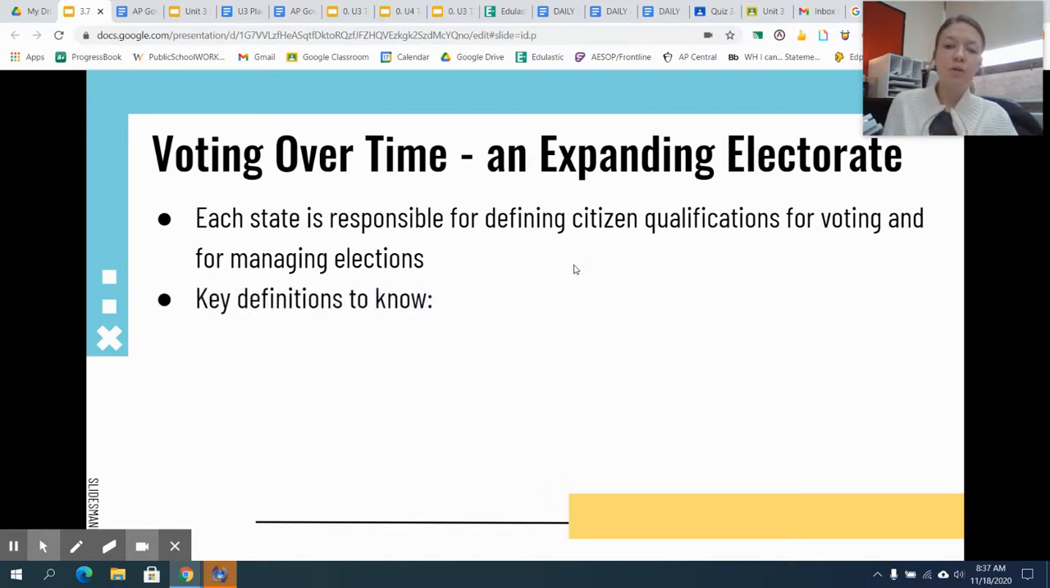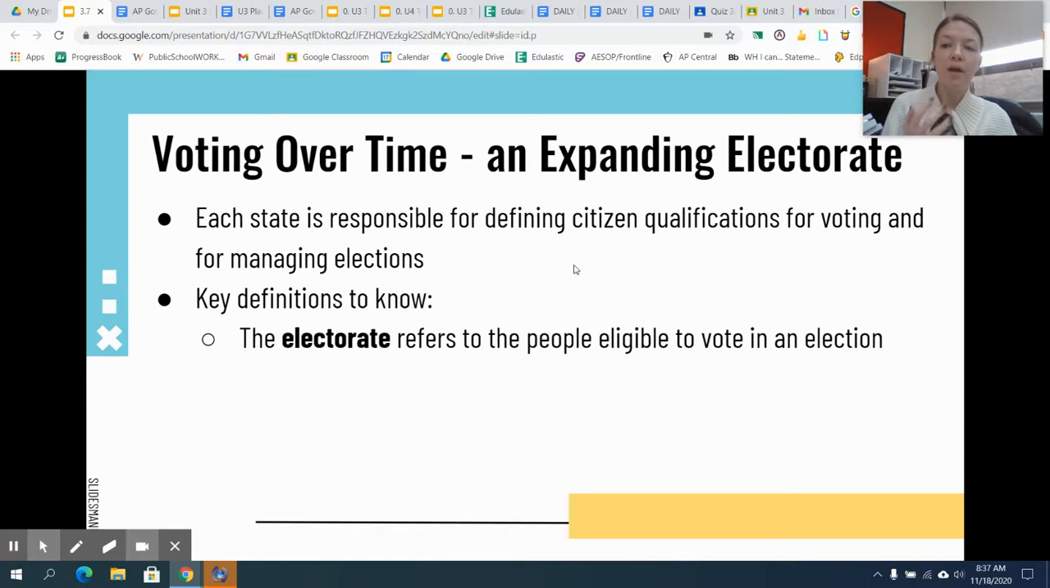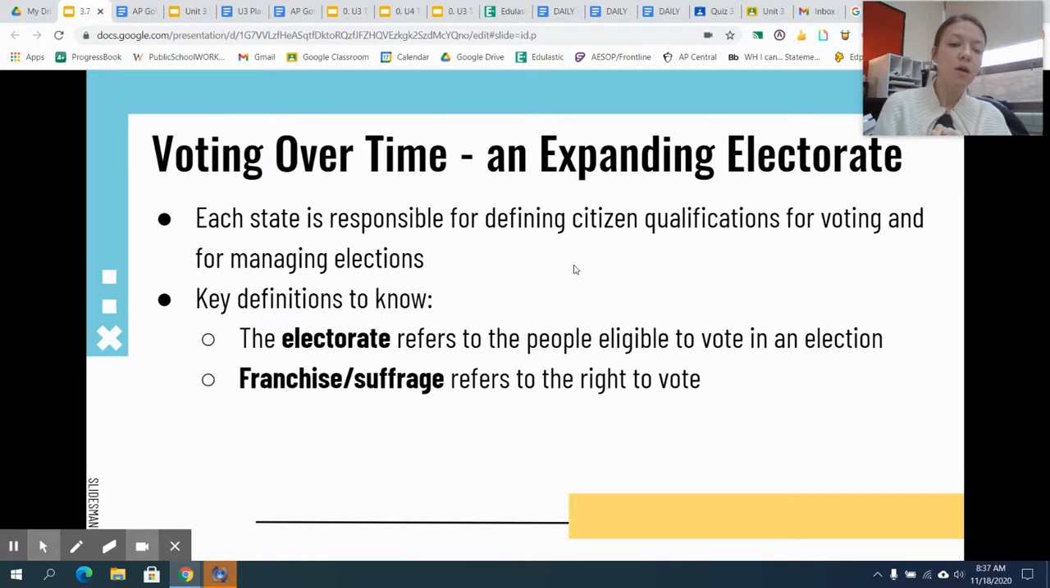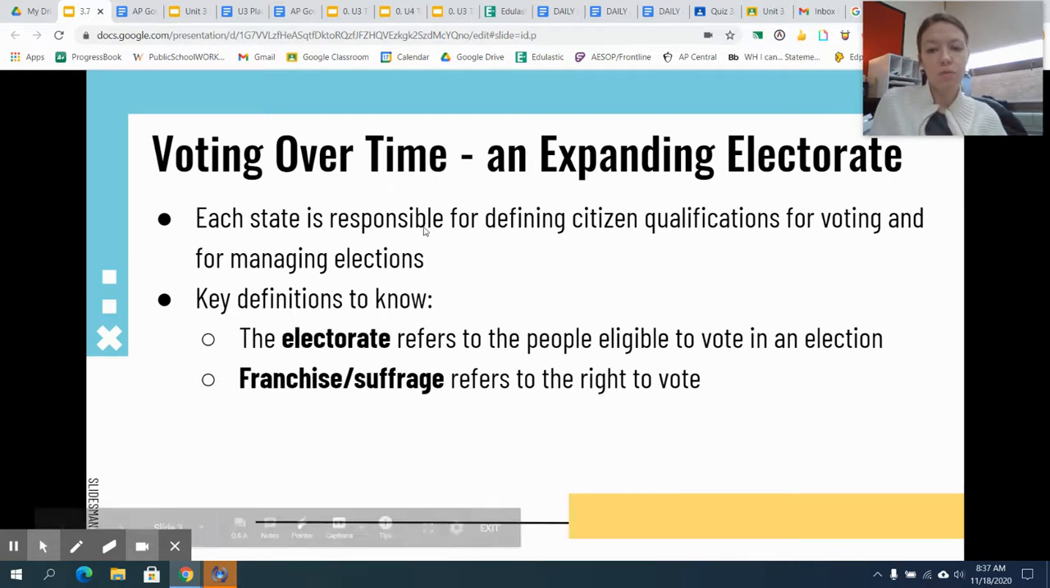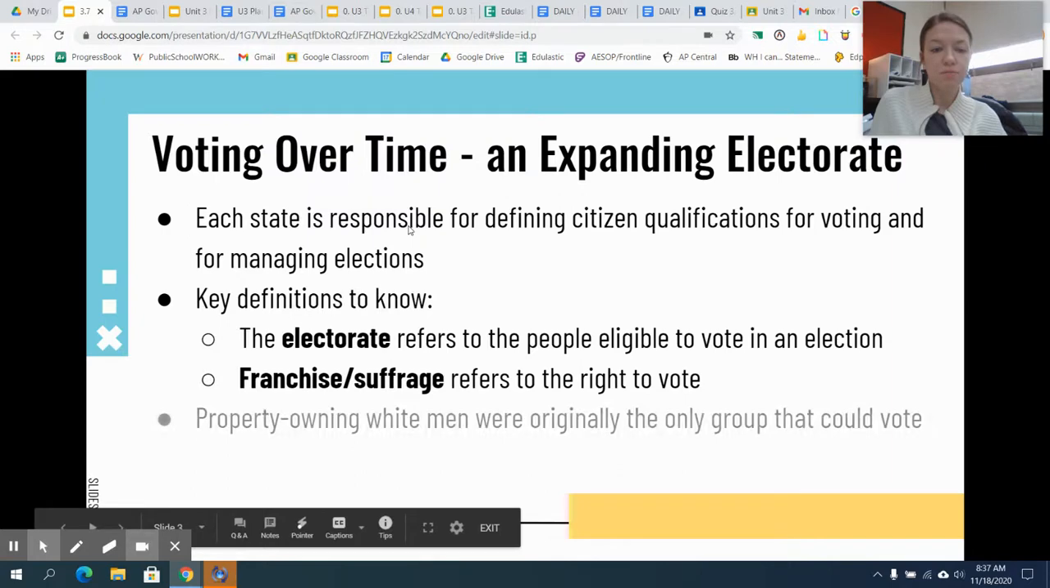So I just want to talk about some key definitions here. Anytime that I'm talking about the electorate, I'm referring to the group, basically the country, the people that are eligible to vote in an election. And anytime that I talk about the franchise or being disenfranchised or suffrage, I'm referring to the right to vote. So just make sure that you are thinking about those terms as we go through this.